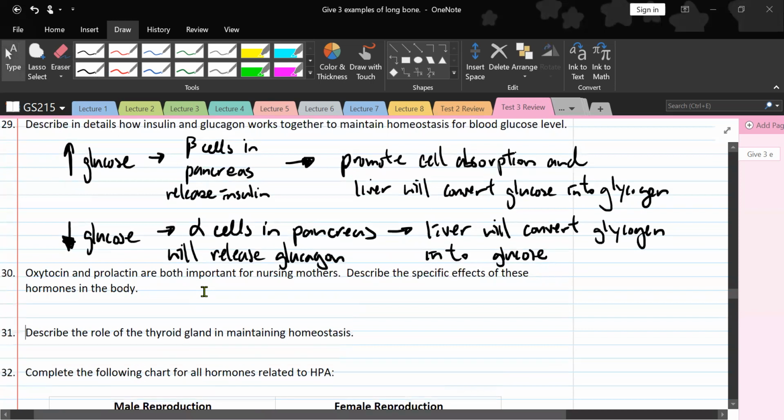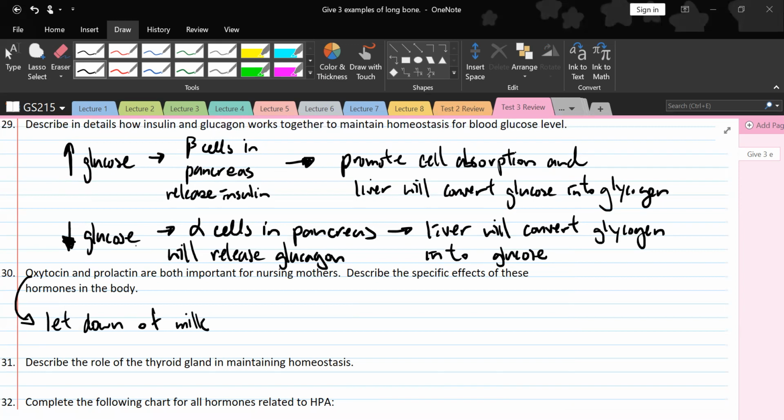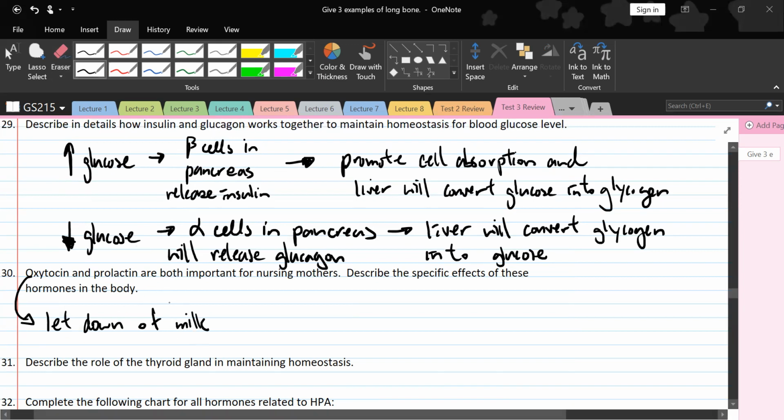Oxytocin is really important for the letdown of the milk. Of course it's important for labor as well, but in terms of a nursing mother, the oxytocin helps the milk to come out, and the suckling action of the nursing baby will trigger more oxytocin to be produced and let the milk come out. Whereas prolactin, that's important for the production of milk.